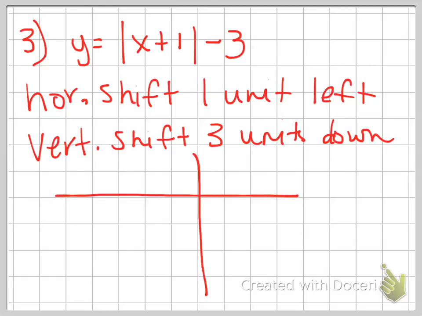All right, so now what I'm going to do is I'm going to go ahead and graph. So I have to go 1 unit left and 3 units down, and that's my new vertex here. So again, I'm going to go 1 to the right and 1 up, and 1 to the left and 1 up. So I am good to go, and I have graphed that.